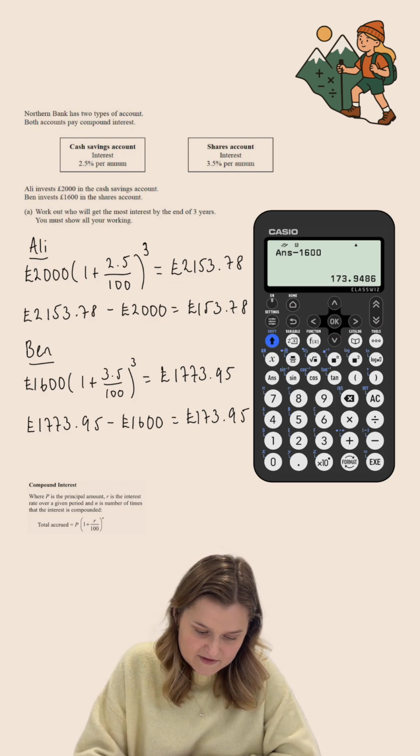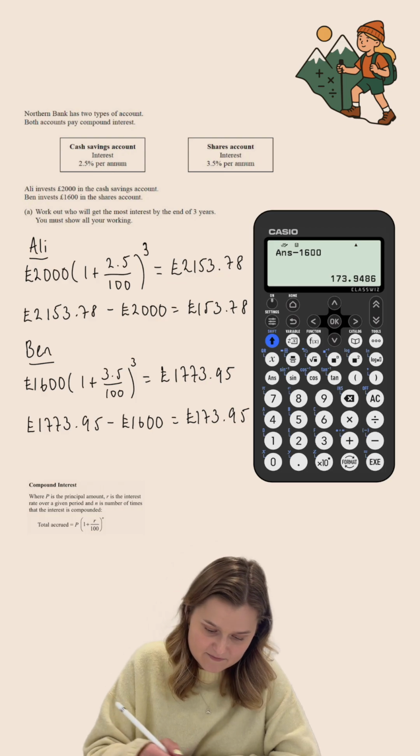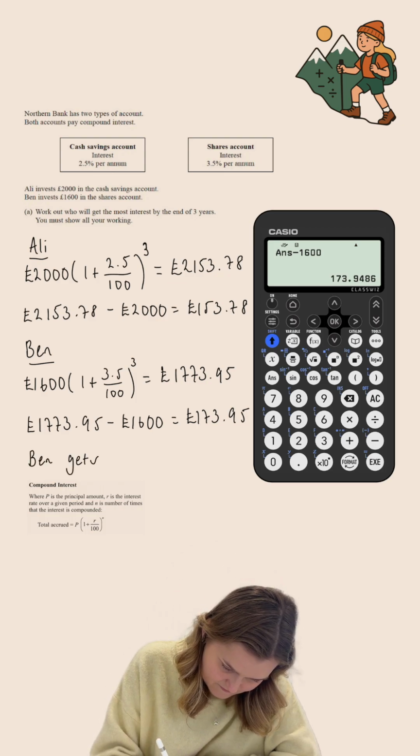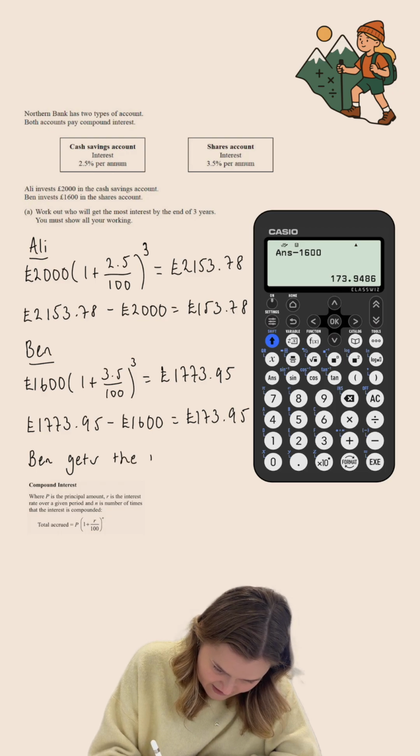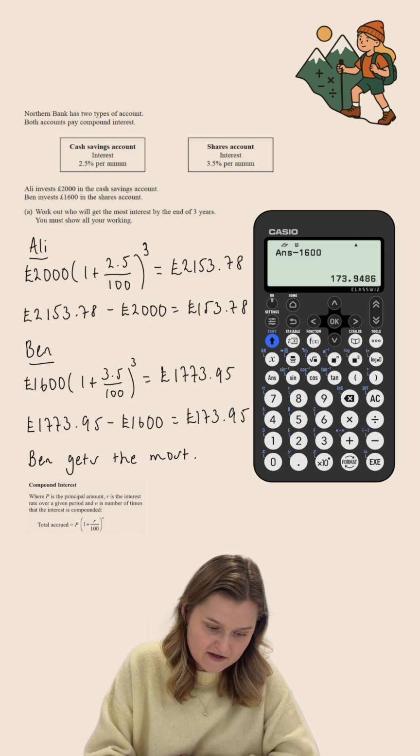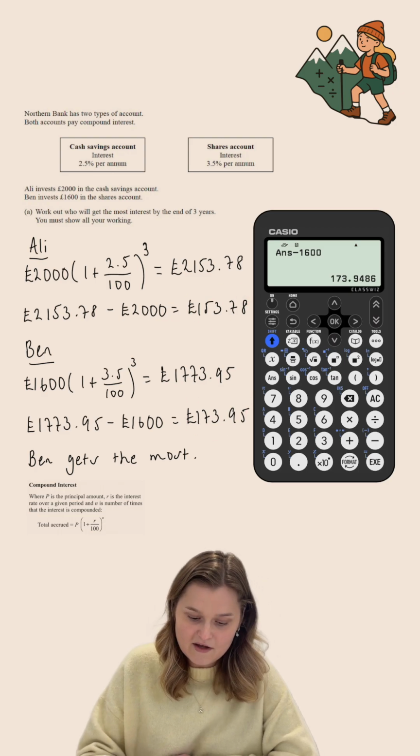So my question here says work out who will get the most interest by the end of the 3 years, and what we can now see is that Ben gets the most interest, and so right at the end we need to say Ben gets the most. And we've shown all of our workings like it suggested, and we've got it backed up with figures because we've got the amounts here that we are comparing.